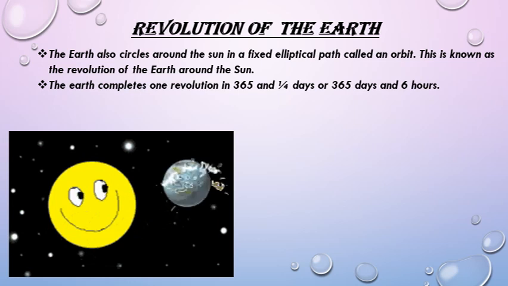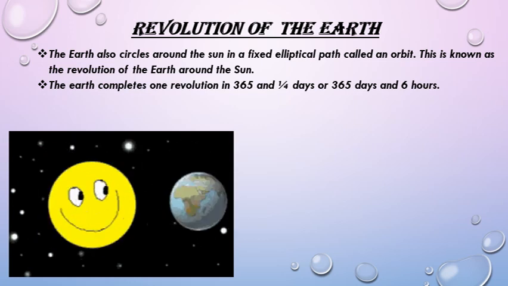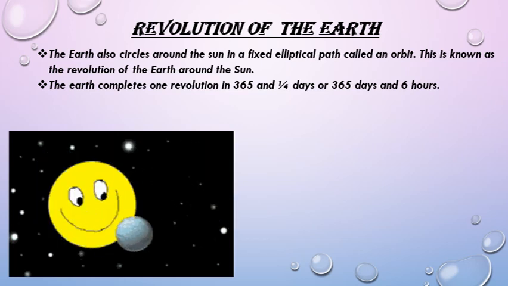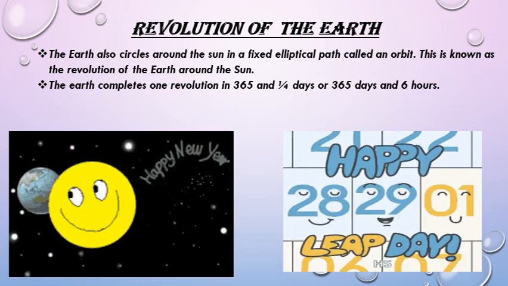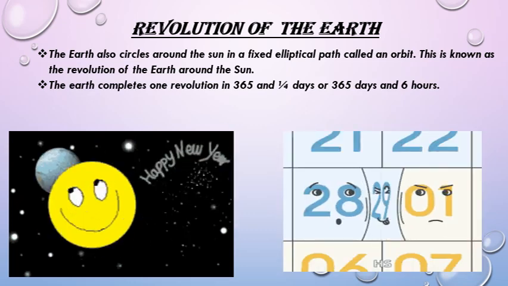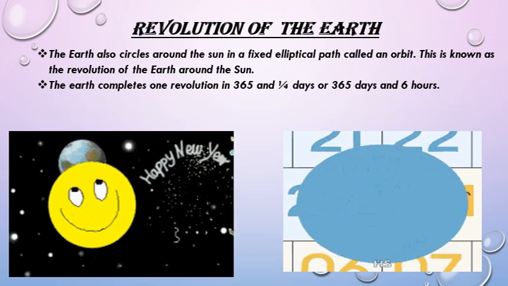What happens to that 1/4 day? All those quarter days are added up over 4 years to the month of February. That year is called a leap year. So in a leap year, February has 29 days.